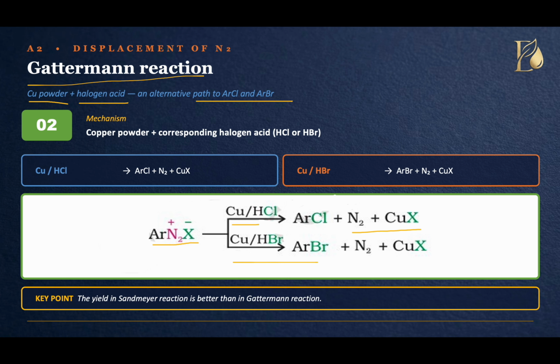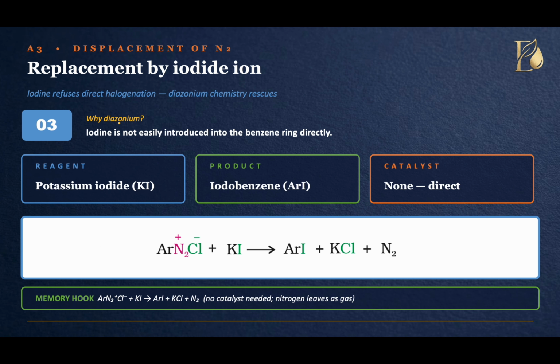When a diazonium salt reacts with copper and hydrochloric acid, it produces the corresponding chlorine substituted aromatic compound, and N2 is also released. Similarly, when a diazonium salt reacts with copper and HBr, the diazonium group is replaced by bromine. The same reaction can be done using potassium iodide, and the diazonium group is replaced by iodine without the need of any catalyst.